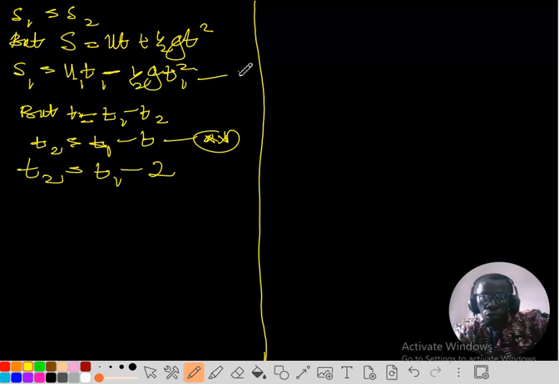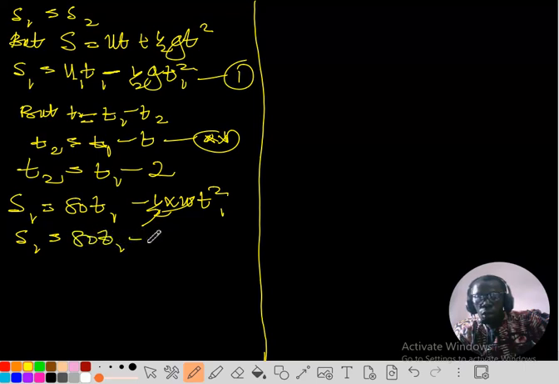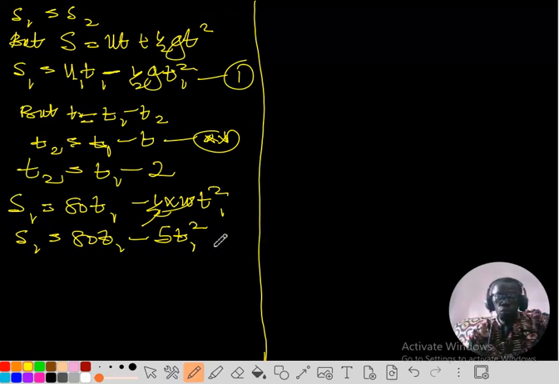So come back to this equation 1. Now let's finish with that. x1, the distance, is going to be the initial velocity 80 with t1 minus half g, which is 10, times t1 squared. If we divide this, I'm going to have x1 equals 80 t1 minus 5 t1 squared. Now we have gotten a straight equation for the first distance x1. Call this equation 2. Now let's consider the second object.